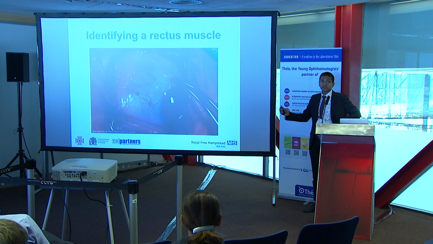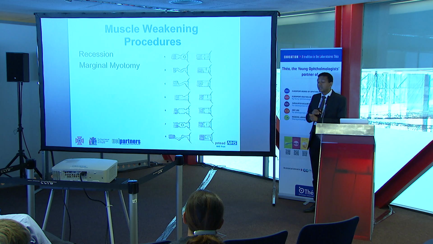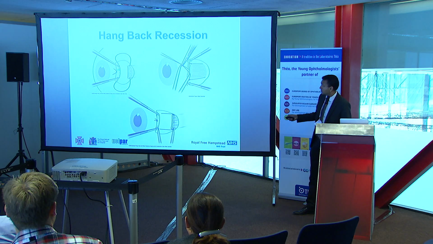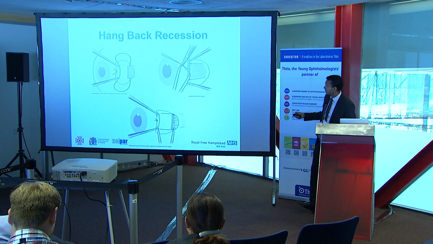So we're going to talk a little bit about muscle weakening procedures. Muscle weakening procedures are just when you take the muscle and essentially put it back. So you do a recession, and this is just showing your recession. The muscle was here. We have put the muscle on a suture. We pass the sutures in a crossed-swords fashion to the insertion. We measure how much we want to let the muscle back by, and we let it go.